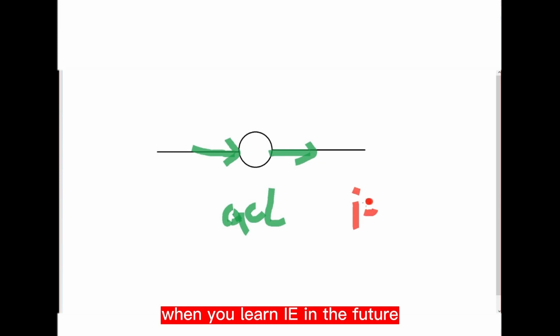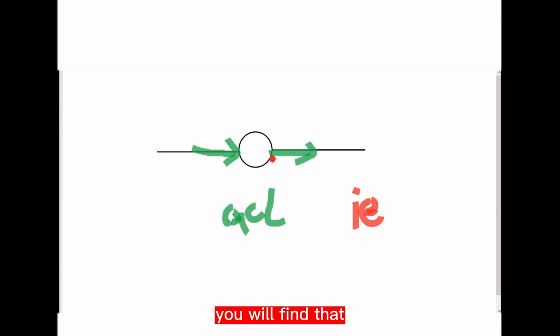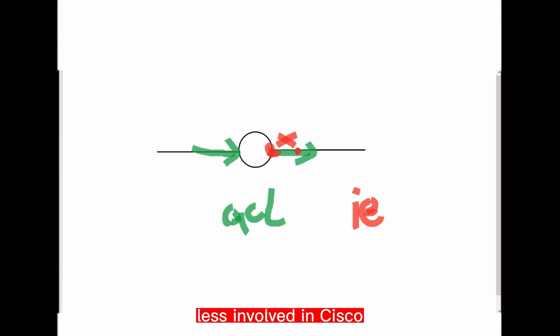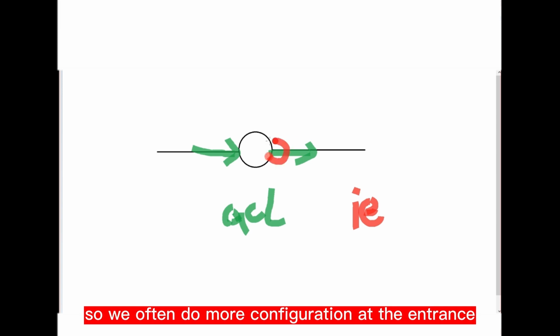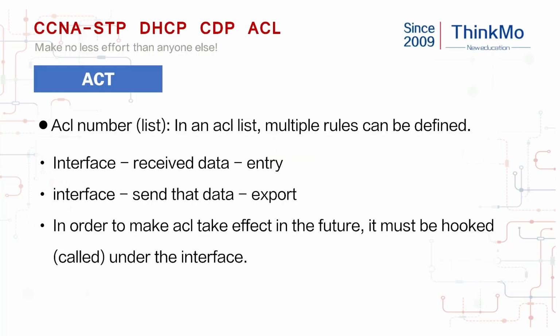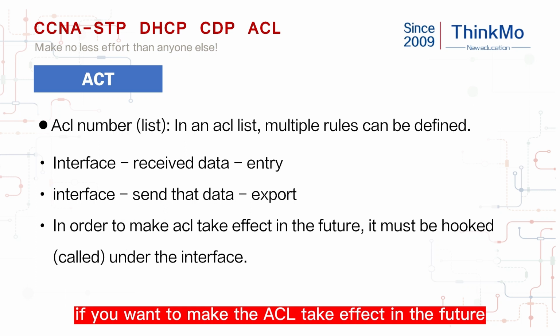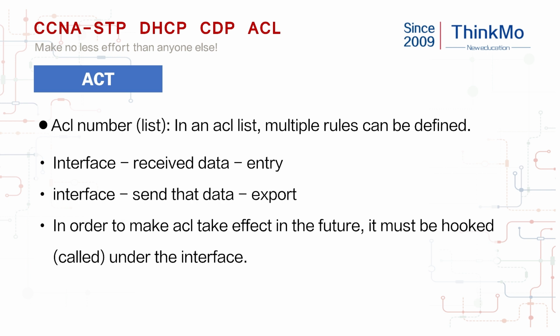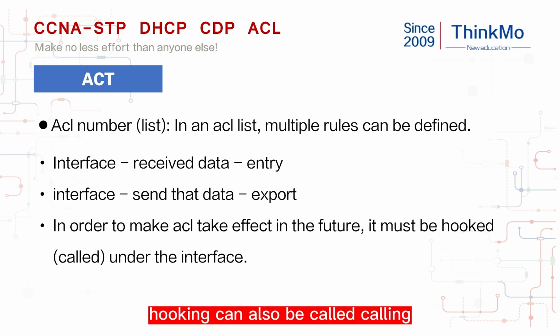When you learn IE in the future, you will find that it is useless to hang some strategies on the exit. It is less involved in Cisco. So we often do more configuration at the entrance. For equipment, if you want the ACL to take effect in the future, you must mount it under the interface. Hooking can also be called calling.